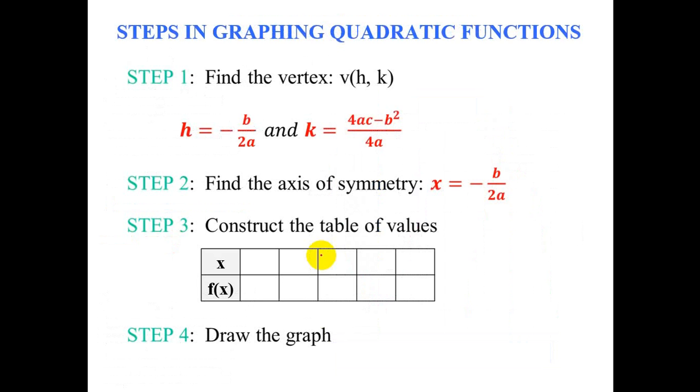Next, let's have now the steps in graphing quadratic functions. The first step is find the vertex h and k. Again, these are the formulas. h is equal to negative b over 2a and k is equal to 4ac minus b squared all over 4a. Step 2. Find the axis of symmetry using x equals negative b over 2a. Just like what we are saying, if you are able to solve already the value of h, it's also the same as the value of x, or the axis of symmetry, because they do have the same formula.